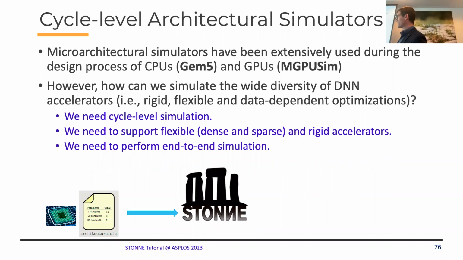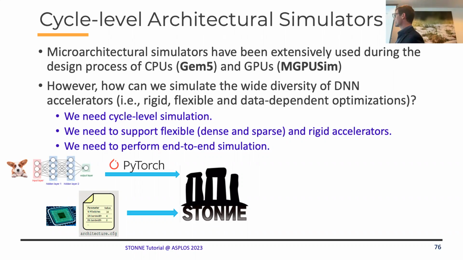So STONNE at a very high level is like this. You have a configuration file describing the architectural features of the simulated DNN architecture. Then we connect STONNE as a backend of a very popular framework such as PyTorch, or even Caffe, for which we have another version. You have the definition of a DNN model, and PyTorch calls STONNE as another accelerator device, so that you get the execution of the DNN model.